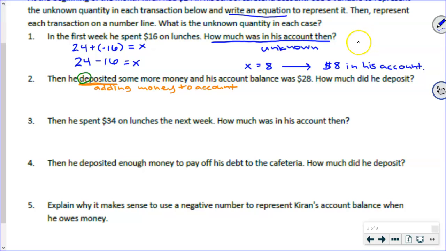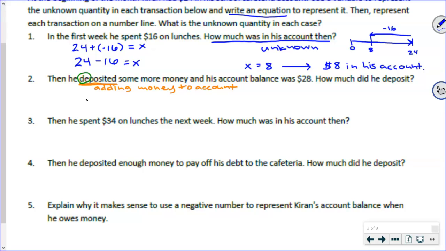On a number line, this would look something like we're starting from 0 to 24. And then we are deducting 16. Which gets us to that value of 8. And now he deposited some more money in his account, and so now his balance is 28. The question is, how much did he deposit? The equation here is going to look a little bit different.